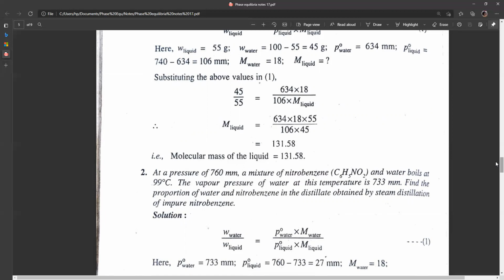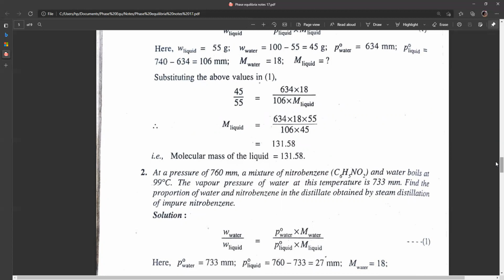Next problem. At a pressure of 760 millimeter, a mixture of nitrobenzene and water boils at 99 degrees centigrade. If it is given that it is at atmospheric pressure at sea level, then you can take it as 760 millimeters of mercury, if the value is not given as such. The vapor pressure of water at this temperature is 733 millimeter. Find the proportion of water and nitrobenzene in the distillate.